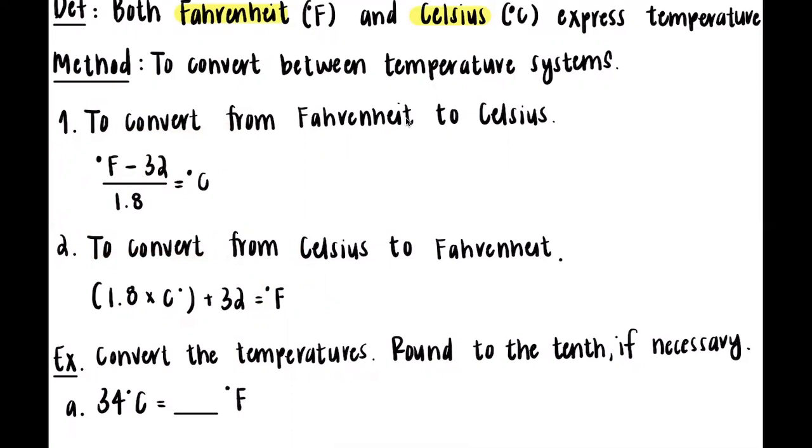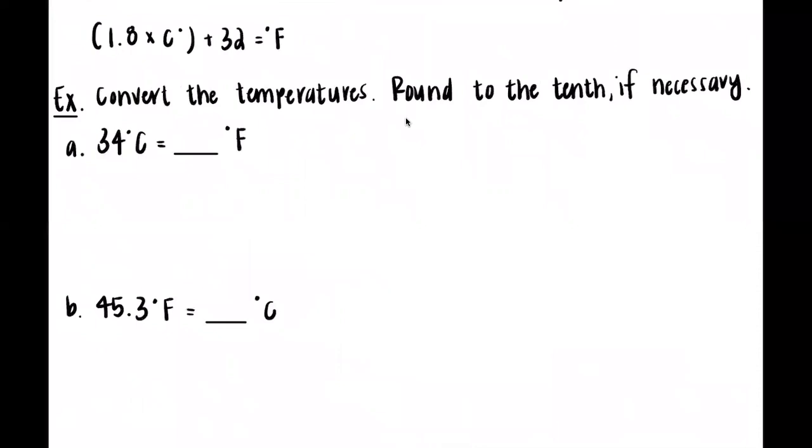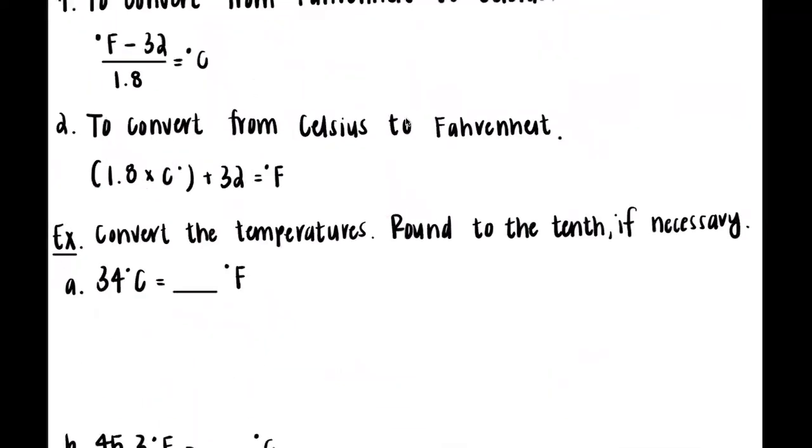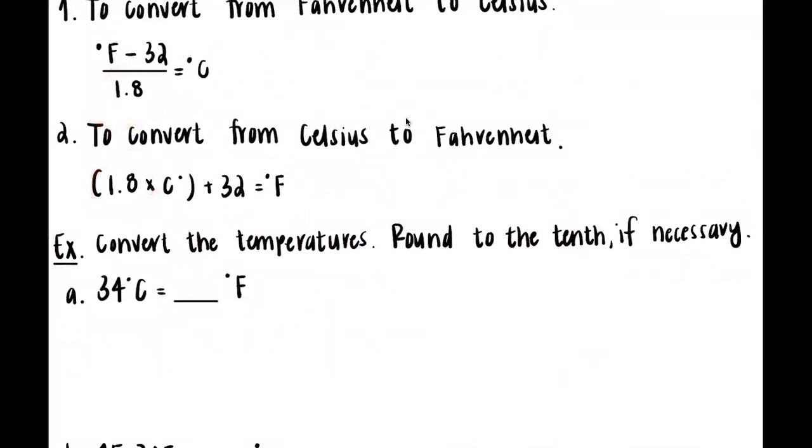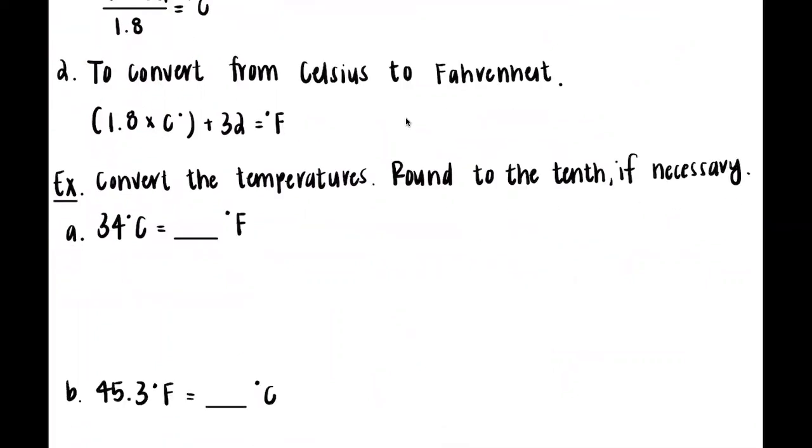So let's look at some examples. Convert the temperatures. A lot of times, especially because of this 1.8, the answers will be given in decimal. So that's where you want to make sure that you're okay with your division and your multiplication, because again, remember, I do not allow calculators. So round to the tenth if necessary. I will always give you some rounding point.